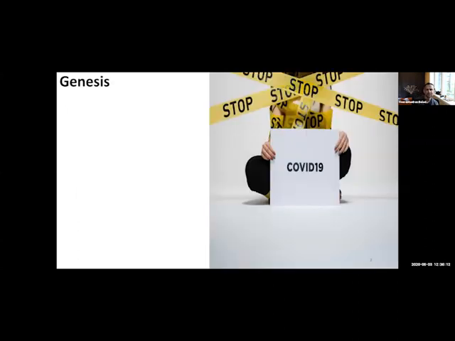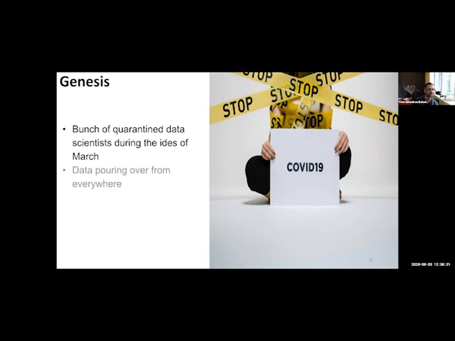So I'll go back a little bit to the genesis of where all this started. This was a bunch of quarantine data science, and it was literally during the Ides of March that everything closed down and put a halt to many of our endeavors, in-person endeavors, I should say. And then there was this outpouring of data from every possible source that one can imagine. And I think the talk was all about models. I think it was initially just a long list of prediction models.